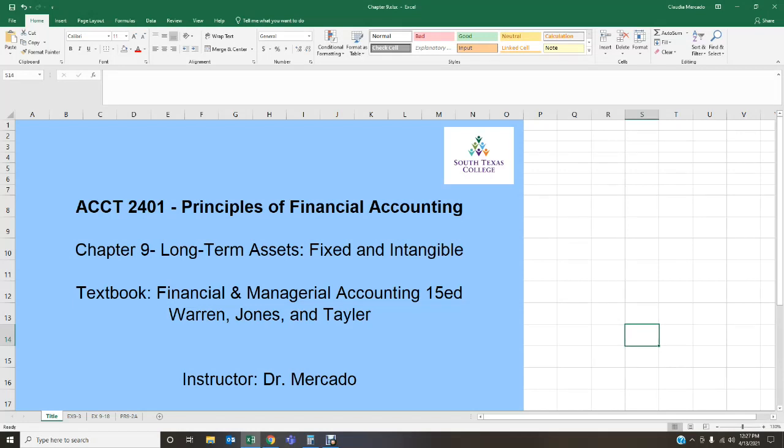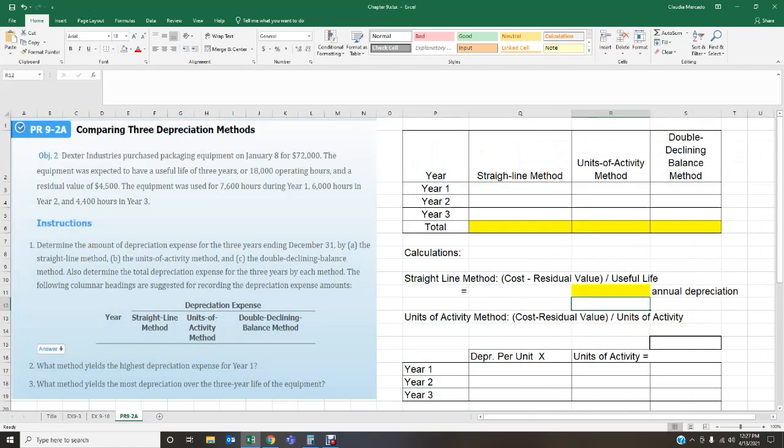This will be a continuation lecture over Chapter 9 dealing with long-term assets, fixed and intangible. In this particular lecture, I am going to be covering problem 9-2A. By now, you should have read the chapter and you should be familiar with the different depreciation methods, okay? Now, this particular problem deals with comparing the three depreciation methods.